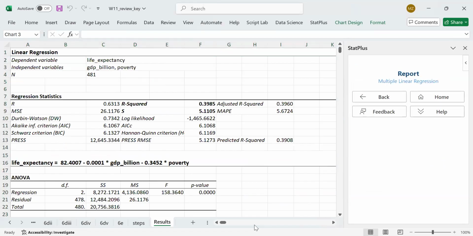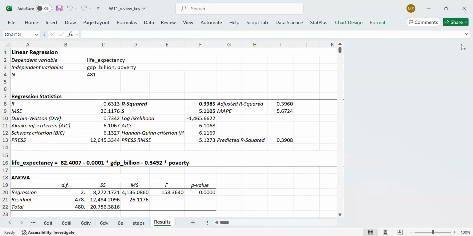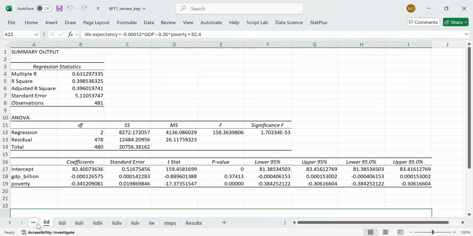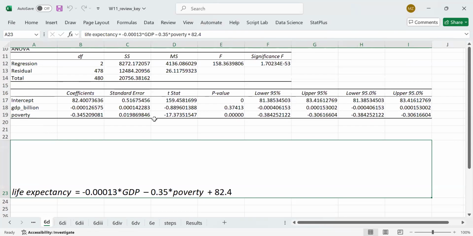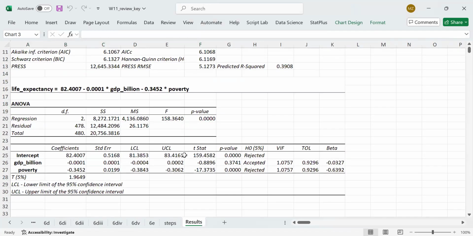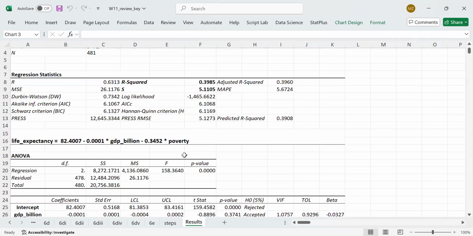But here it's not taking Y or X ranges. So you should get the results here. There are some results in the 6D also, but you can use this. I think this is more comprehensive. Everyone's getting these results? Good. Any questions? No confusion, right?